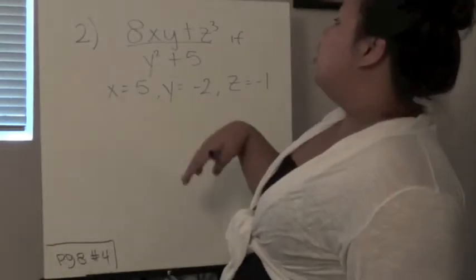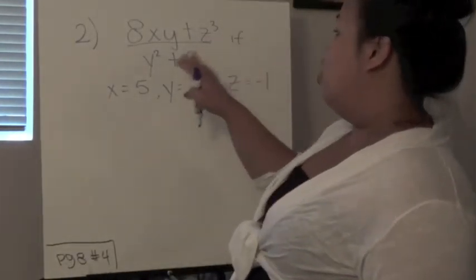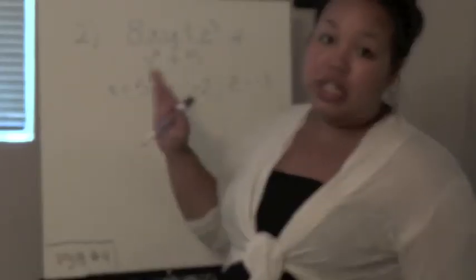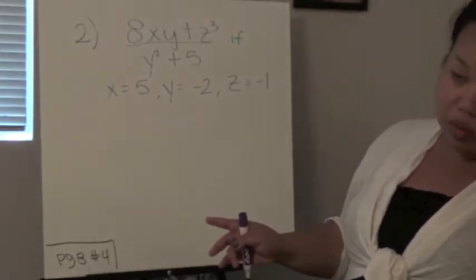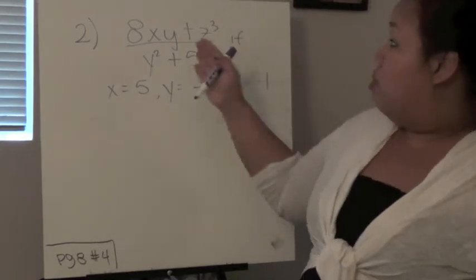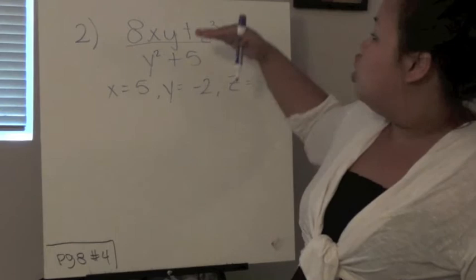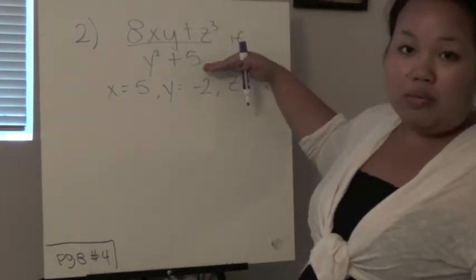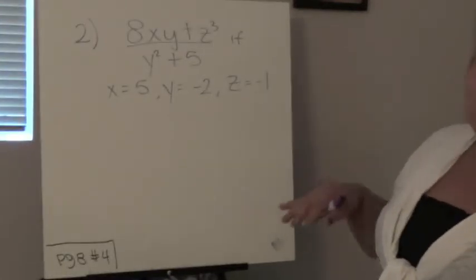So our last one is 8xy plus z cubed all over y squared plus 5. Now, don't let this confuse you. It does look like a scary problem. Please make sure you pause this and write the problem down before we start. But don't let this problem scare you. What you need to do is you need to just fill it in and treat this like one problem and this like another. And then you can go ahead and divide it at the end.